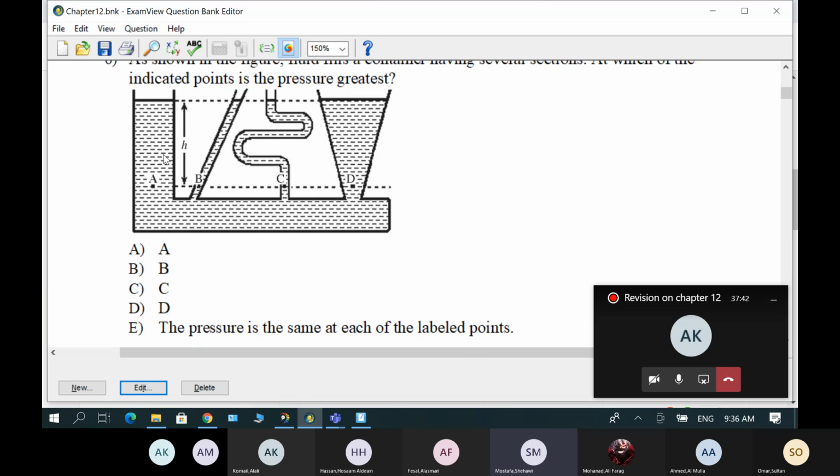It doesn't depend on the cross section of the tube. It doesn't depend if it is vertical or slanted. It doesn't depend if it's curved or straight. It doesn't depend on anything. It depends only on the height from the surface to the point. So all of them have the same height, the same H, so all of them have the same pressure. Thank you, Ahmed.